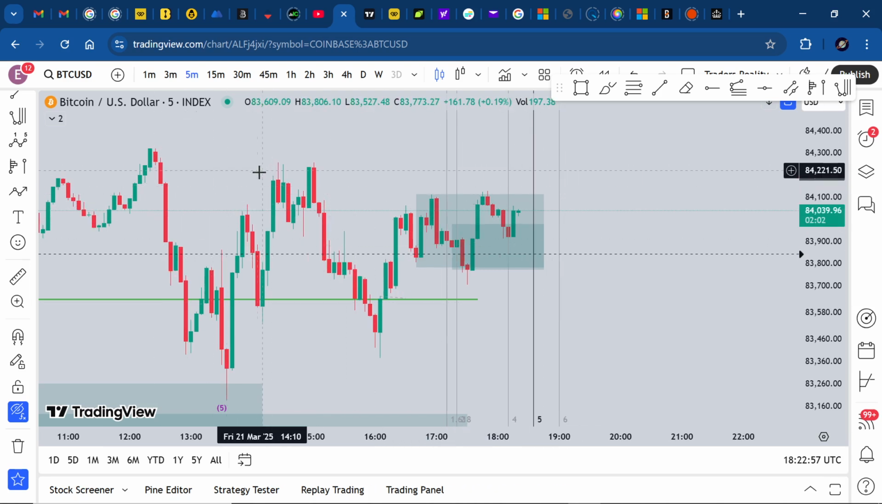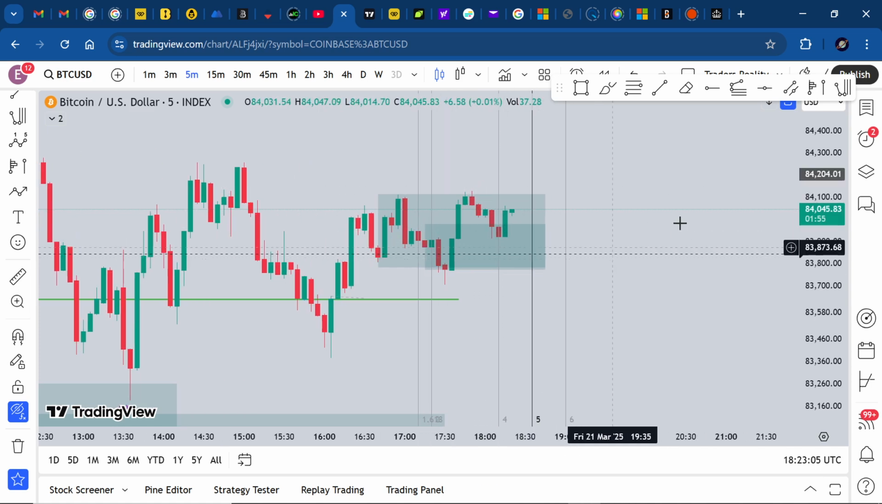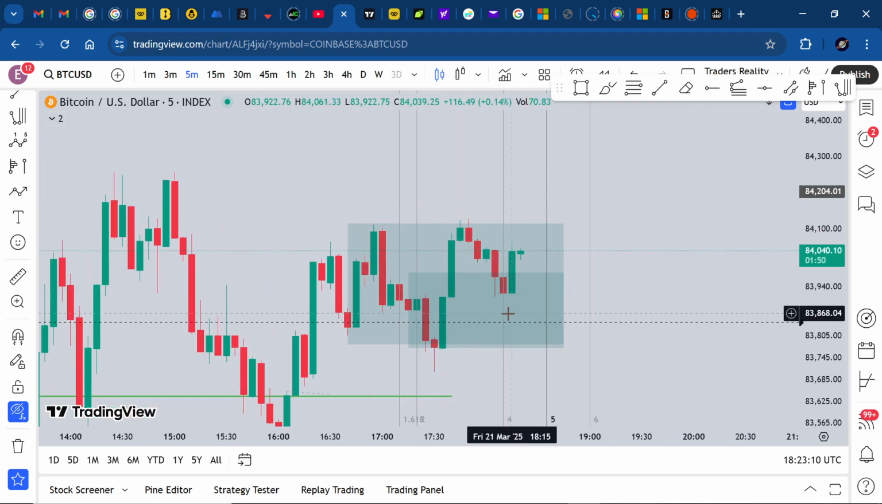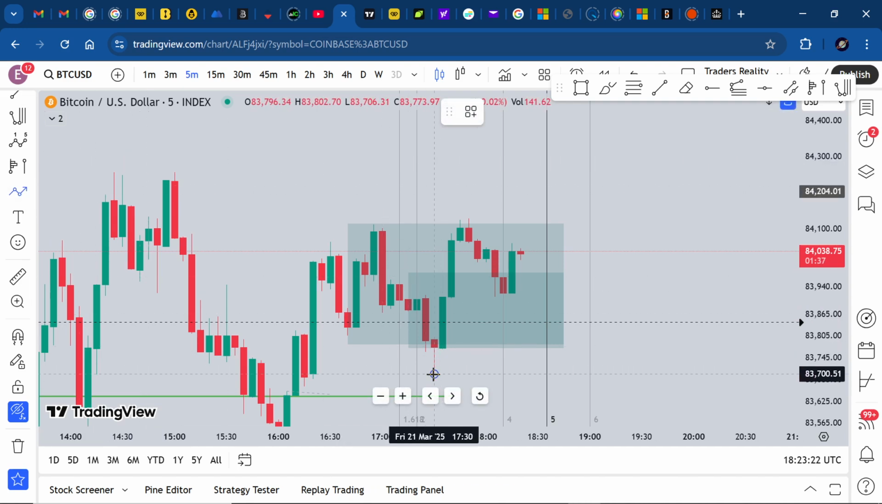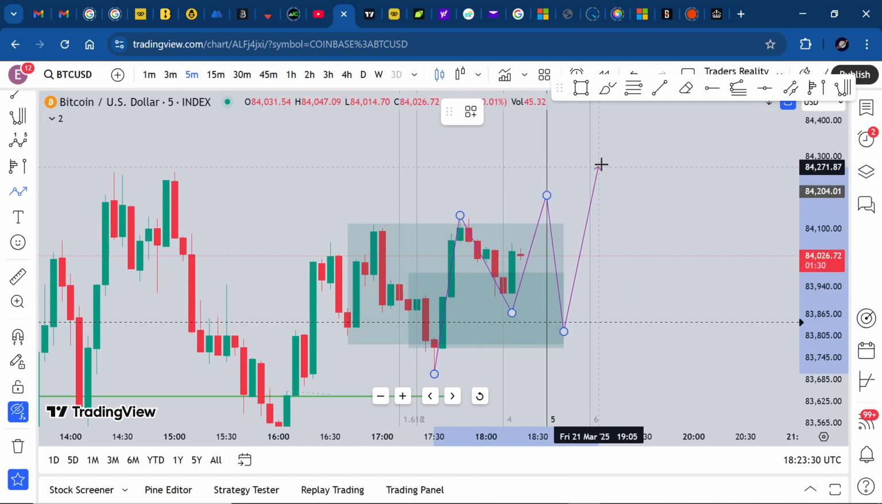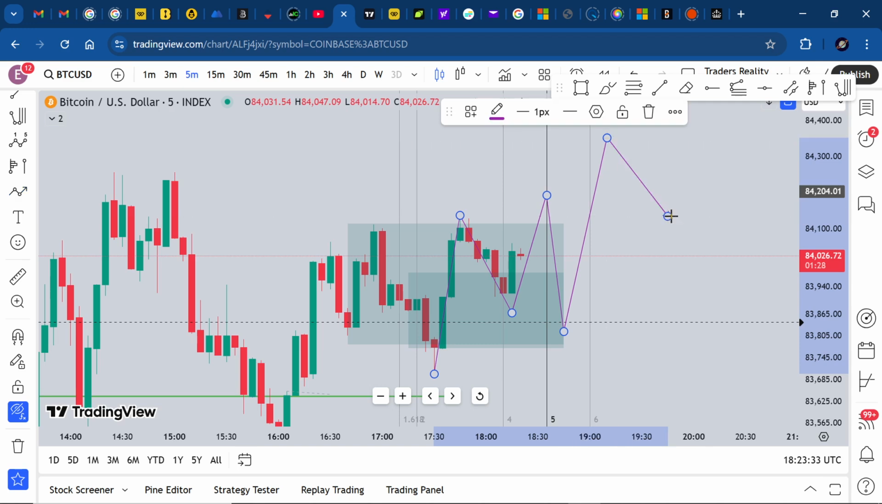So 1, 2, 1, 2, 1. We're looking for 1, 2, and then we're going up in 3. Okay, this can be 1, 2, or it can be the same thing again. 1, A, B, C. We can take out the high and then get the C. We can just go. So currently, that's 1. And we could go A, B, C, and 2, and then go up for 3, like that.